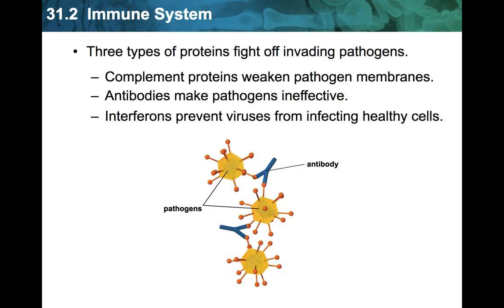Three types of proteins fight off invading pathogens. Complement proteins weaken pathogen membranes. Antibodies make pathogens ineffective. And interferons prevent viruses from infecting healthy cells. They basically interfere with them, which is why we call them interferons.